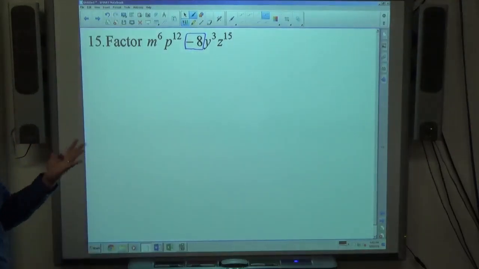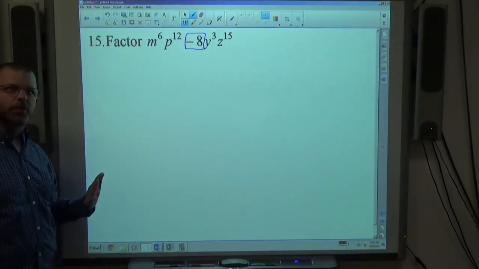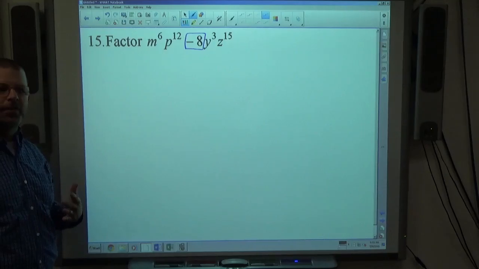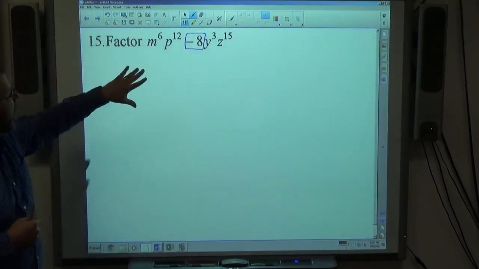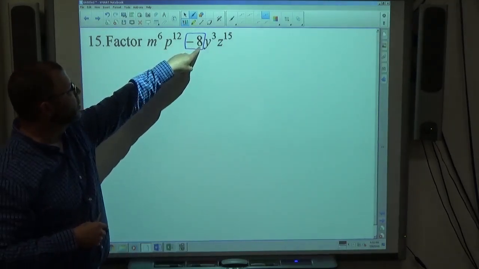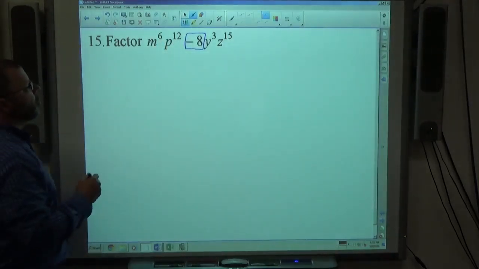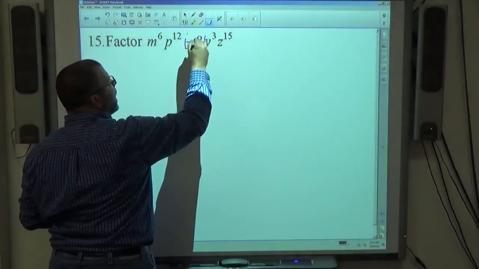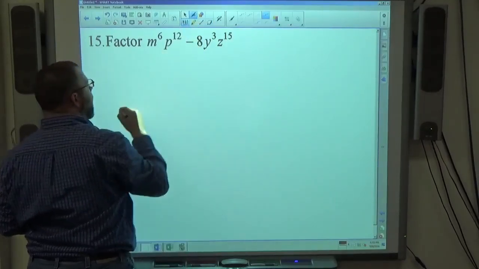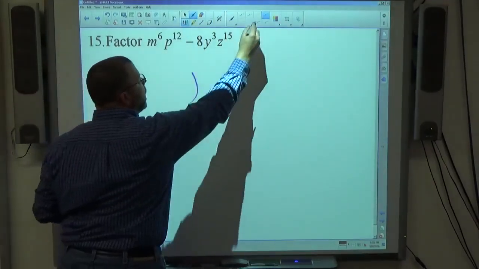1, 8, 27, 64, 125, 216, 343, 512, 729, 1000. So that has to be a perfect cube, 2 times 2 times 2. But each of these just has to be divisible by 3, the powers. So the first thing I do, once I recognize it as a difference of cubes, which it is, I'm going to cube root each of these objects.